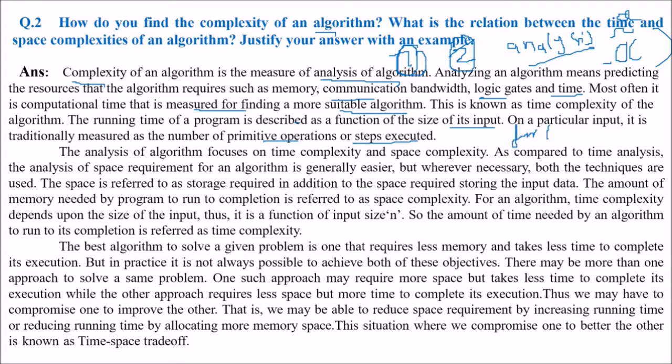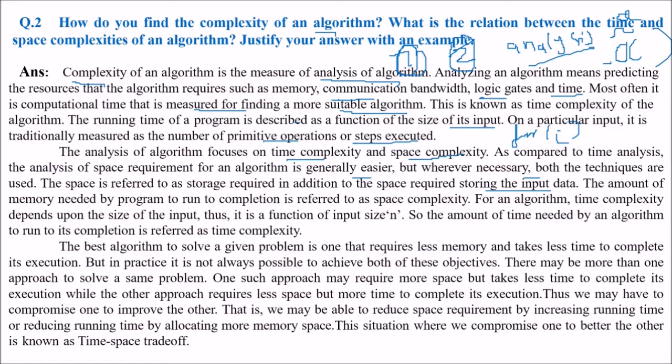You'll see the for loops, a number of for loops on which the data is dependent inside. So depending upon the key operations, we decide the time. The analysis of an algorithm is focused on 2 things: space complexity and time complexity. As compared to time analysis, the analysis of space requirement for an algorithm is quite easy, but whenever necessary, both are used. The space is referred to as the storage required in addition to the space required for storing the input data. This space complexity is not the space required to store the input data, but while the program is running, how much more storage is needed for the program.